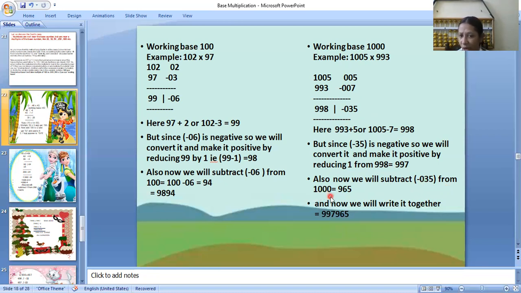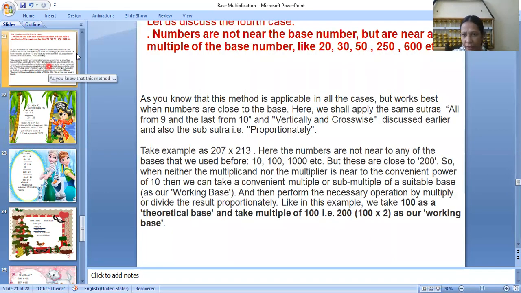What is the base here? 1000 is the base. So you will subtract minus 05 from 1000. So you will get here a positive term. You will get here 965. And then you will write it together, and this is your answer. This 997 is here now. So 997 I have written here, and this 965 you have got from here. So I have written these numbers together. And you see, if you try more difficult questions, lengthy questions with this method, again you will find the Vedic maths tricks very useful.